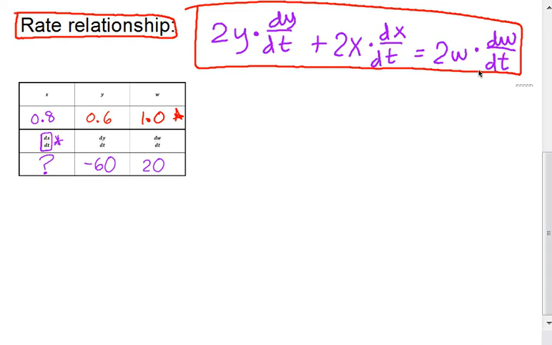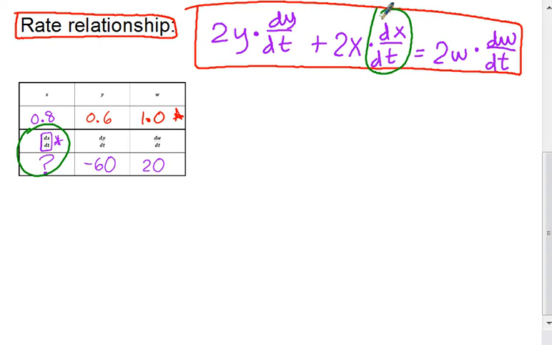Alright, so at this point, I'm now going to start substituting the information that I know. The one that we specifically want to find is dx/dt. So we know that that will stay a symbol. Let me just circle that. And everything else should have a value that we can plug in.